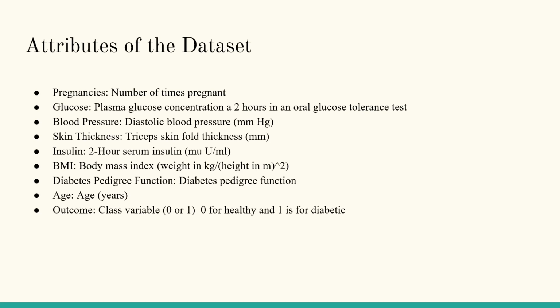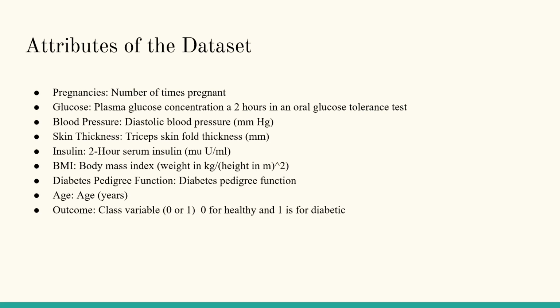The first one is pregnancies, the number of times the patient had pregnancies. Second is the glucose level, which is the plasma glucose concentration at 2 hours in an oral glucose tolerance test. The next one is the blood pressure, diastolic blood pressure, which is measured in mm Hg. The next one is skin thickness, which is measured in mm as well. Insulin, which is a 2 hour serum insulin. And then BMI, which is body mass index. The next one is diabetes pedigree function. The next one is the age of the patient.